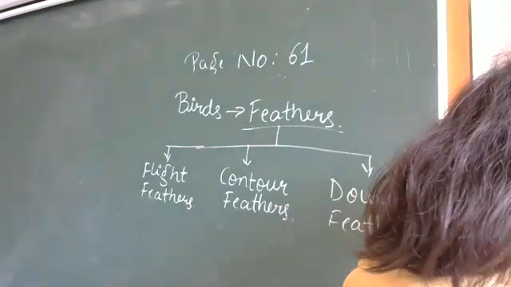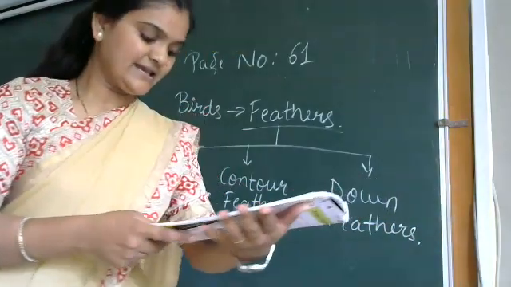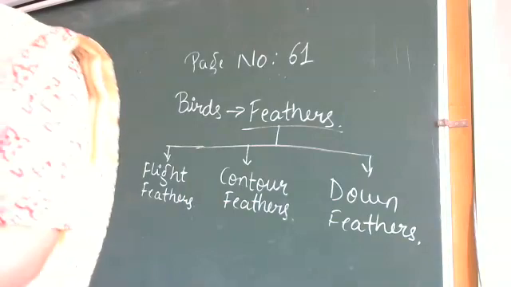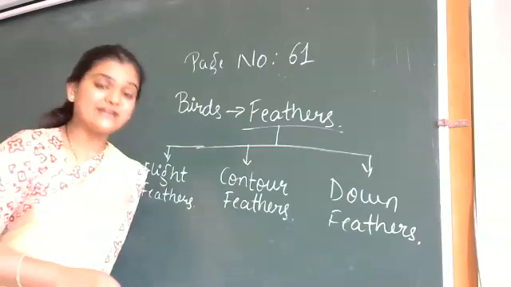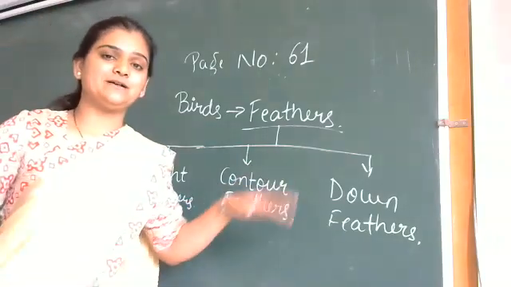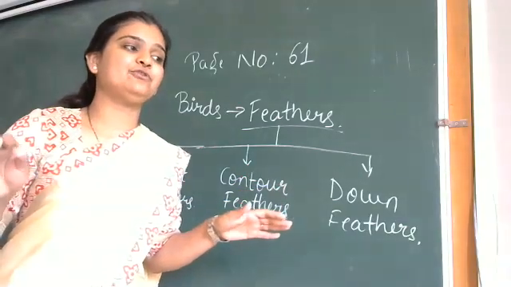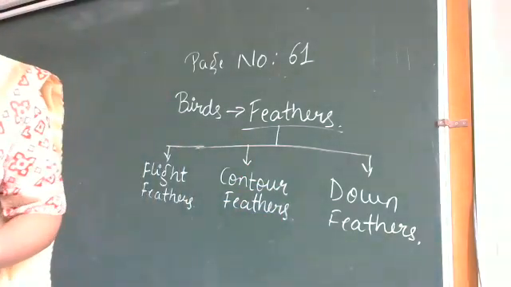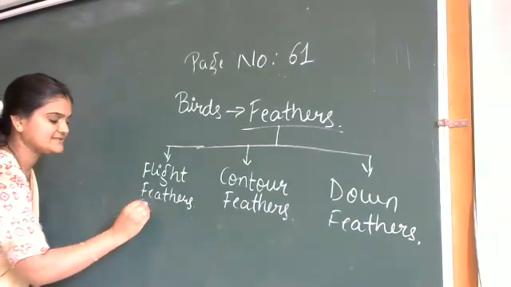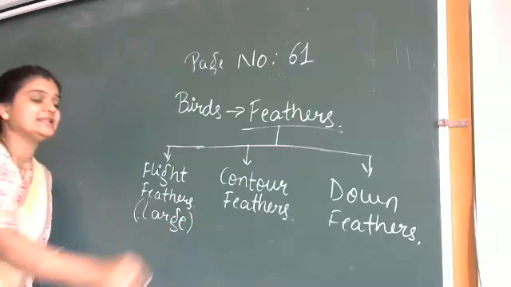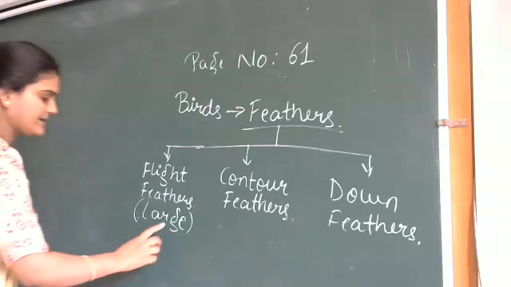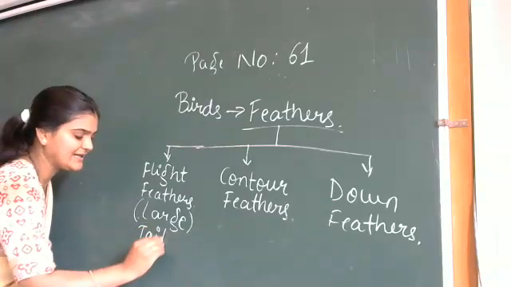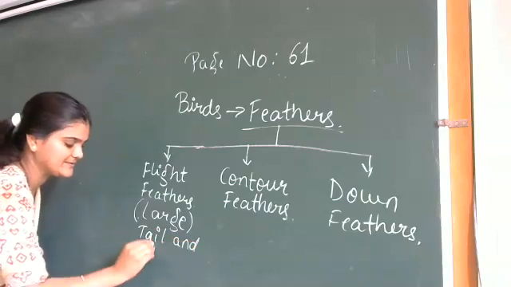Did you get, children? Yes, continue the marking. Yes, ma'am. Here, flight feathers are large. They are found in the tail and wings of the bird. What are flight feathers known for? Flight feathers are known for flying purpose. Flight feathers are helpful for flying. And where are they found? They are found in the tail and wings of a bird.